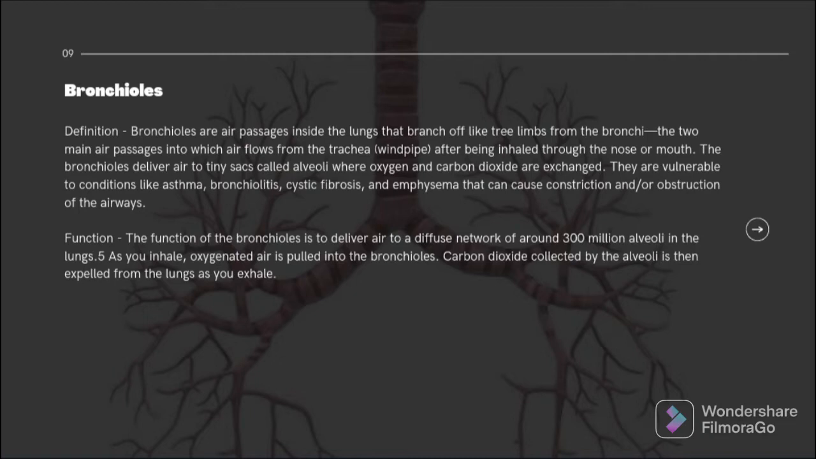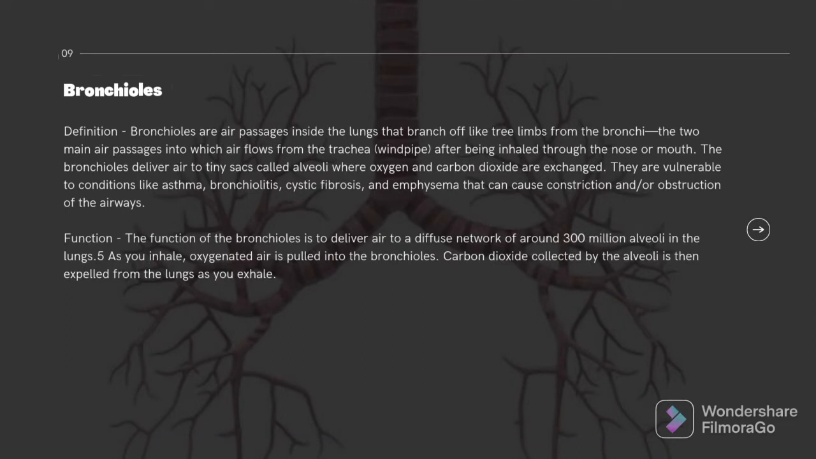The function of the bronchioles is to deliver air to a diffuse network of around 300 million alveoli in the lungs. As you inhale, oxygenated air is pulled into the bronchioles. Carbon dioxide collected by the alveoli is then expelled from the lungs as you exhale. The bronchioles are not inert. The smooth muscle that surrounds the airways will automatically constrict or close and dilate or open to control the flow of air in and out of the lungs.